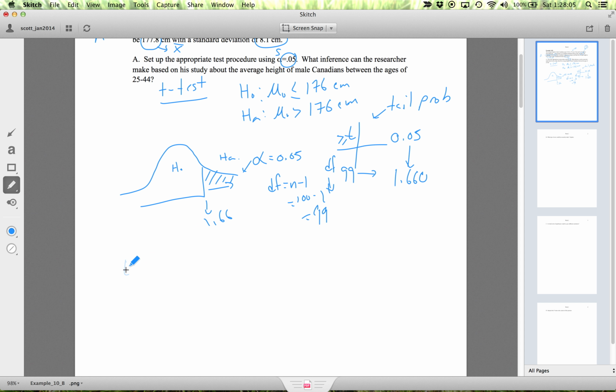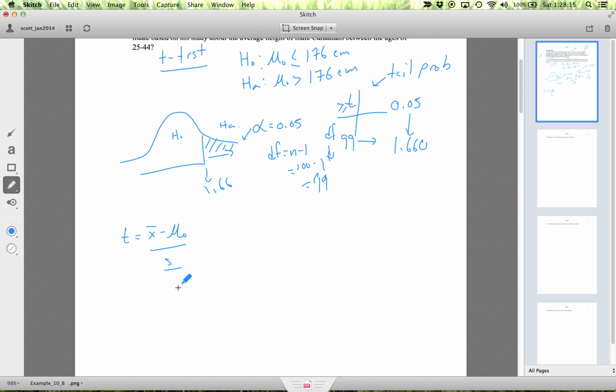The next step is to find our test statistic. In this case, we're calculating a t-value. Remember, this is found by x bar, subtract our hypothesized mean, over the sample standard deviation divided by root n. Here our x bar is from the sample, 177.8, and our hypothesis was 176, divided by the sample standard deviation, 8.1, over root 100. Here we get a test statistic of 2.22.